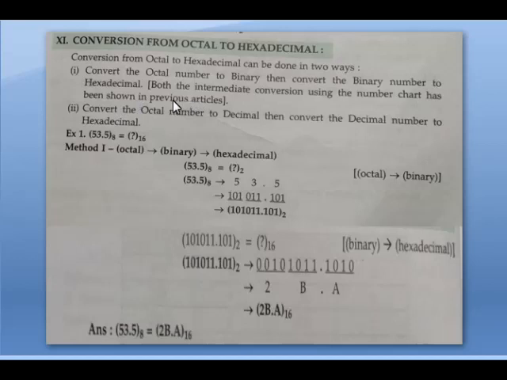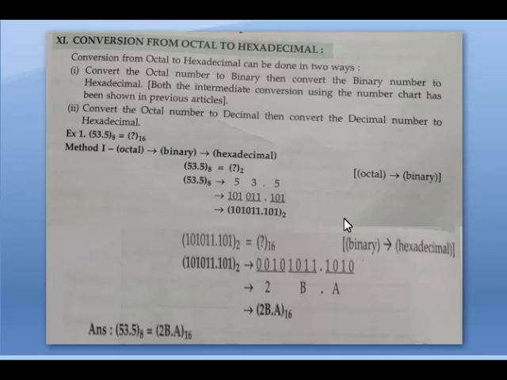What to do is, first we convert the given octal number to binary, and then convert the binary number to hexadecimal. See the example. The number is 53.5 to the base 8. This is an octal number and we are going to convert it into a hexadecimal number. So the rule is, first convert the octal number to binary, then binary to hexadecimal. 53 is the integer part and 0.5 is the decimal part.